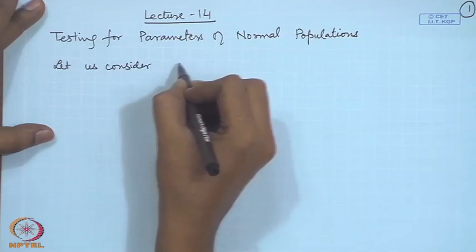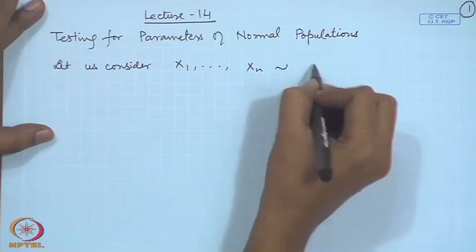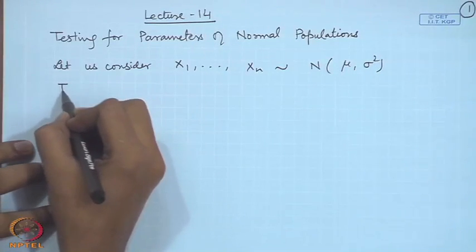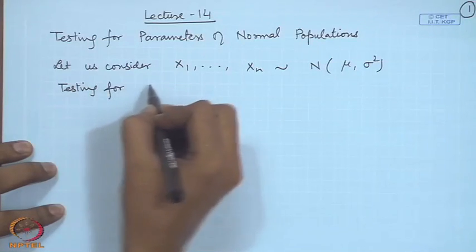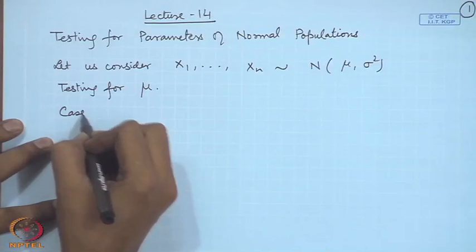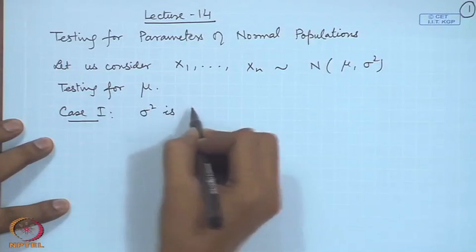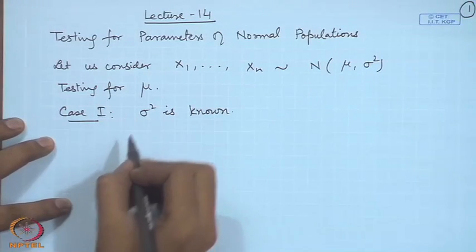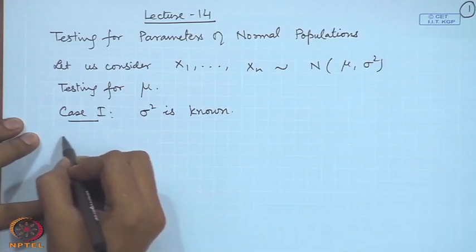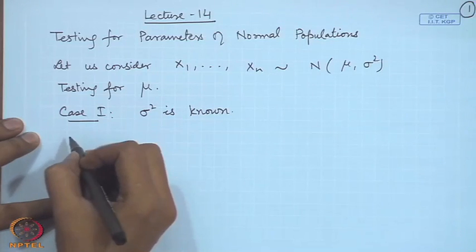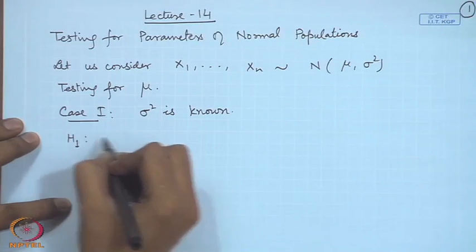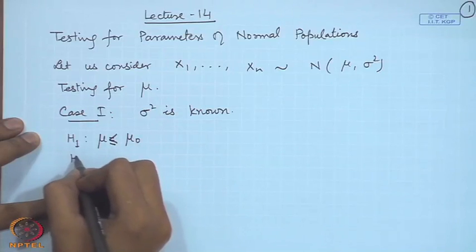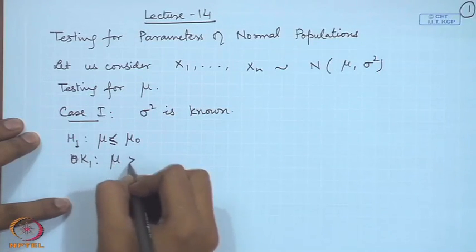So, let us consider say x 1, x 2, x n following normal mu sigma square distribution. We consider testing for mu. Now, let us consider case 1 when sigma square is known. Now, we consider various kinds of hypothesis. We consider the first problem, I will call the hypothesis testing problem H 1, K 1. So, H 1: mu is less than or equal to mu naught, against K 1: mu is greater than mu naught.